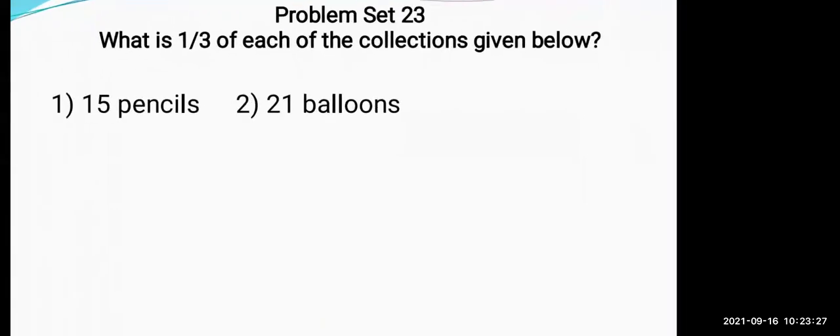Let's see. See, they told about the 15 pencil ka 1/3 you have to tell us. Now 15 pencil 1/3, how you are going to do it? Here you will start with 1/3 of 15. 1/3 of 15 you are going to find out. That means 15 should be divided by 3.